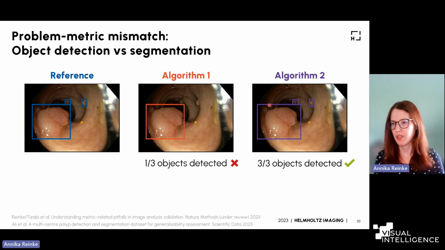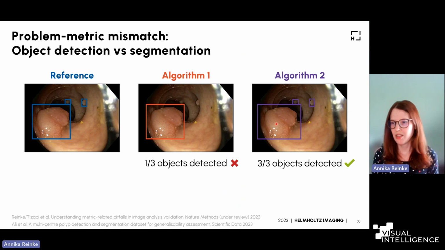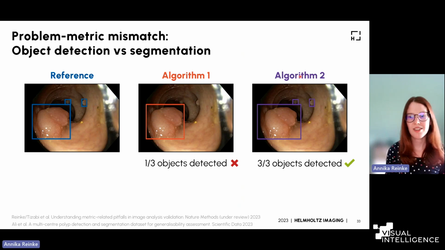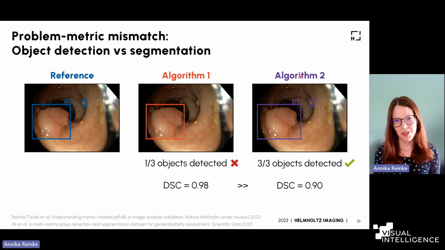And we have an algorithm detecting all of them. So here for the large one, the bounding box is a bit too large, but it's not important. Here we are interested in detection. So this is the algorithm that we would prefer. However, as I said, often there's a segmentation metric used. And this metric counts pixels. And this metric will tell us that algorithm 1 is the superior one.